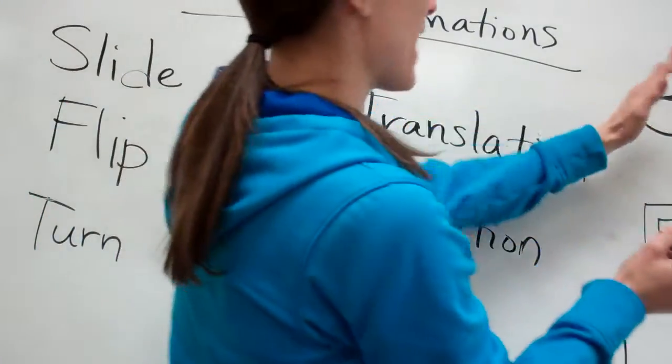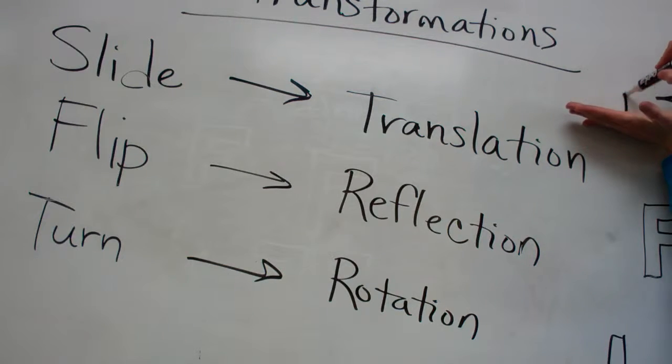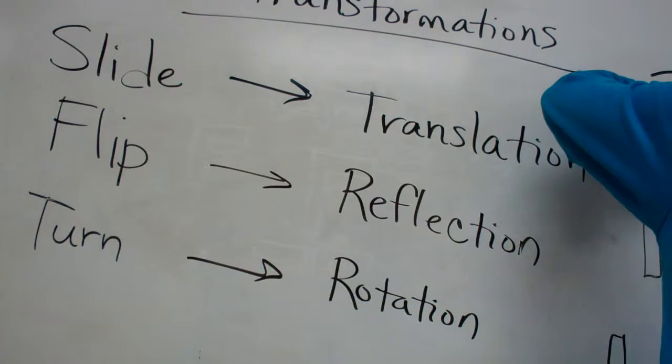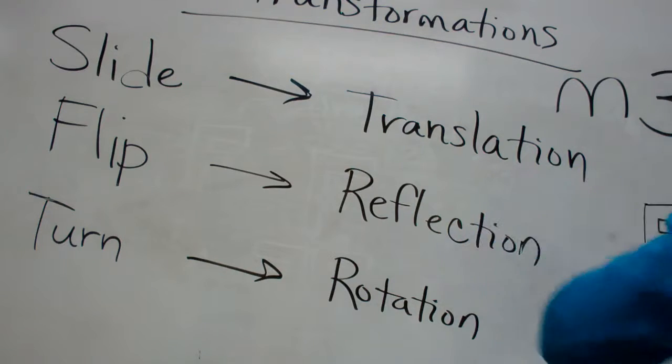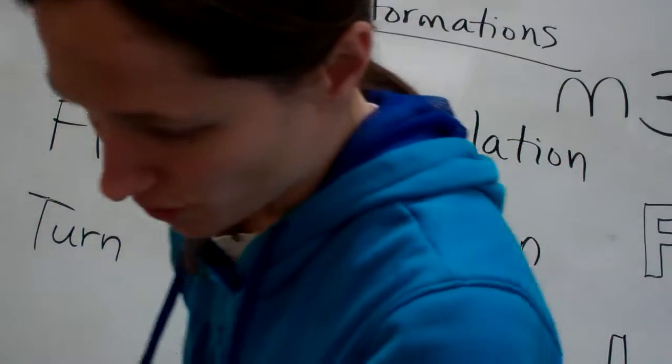Because when I take this 3 and I turn it counterclockwise, it looks like this. McDonald's. 90 degrees. If I went clockwise, it should look like a W. Okay? Got it? Okay. That is your lesson.